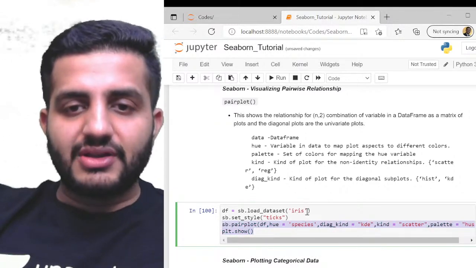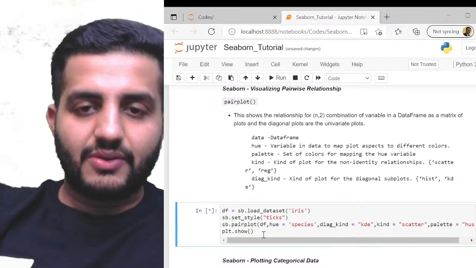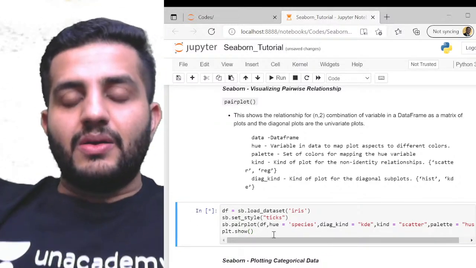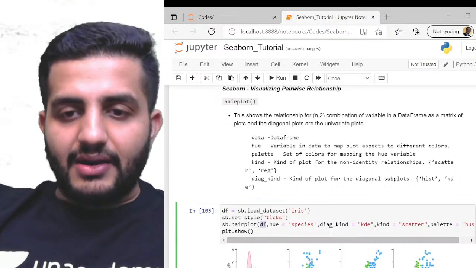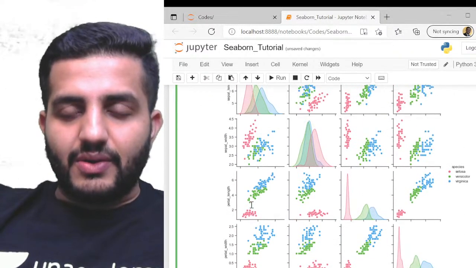So now I'm using the data set iris. Okay, so now look at this graph. I'm passing this data set iris completely. Okay, and now look at this.